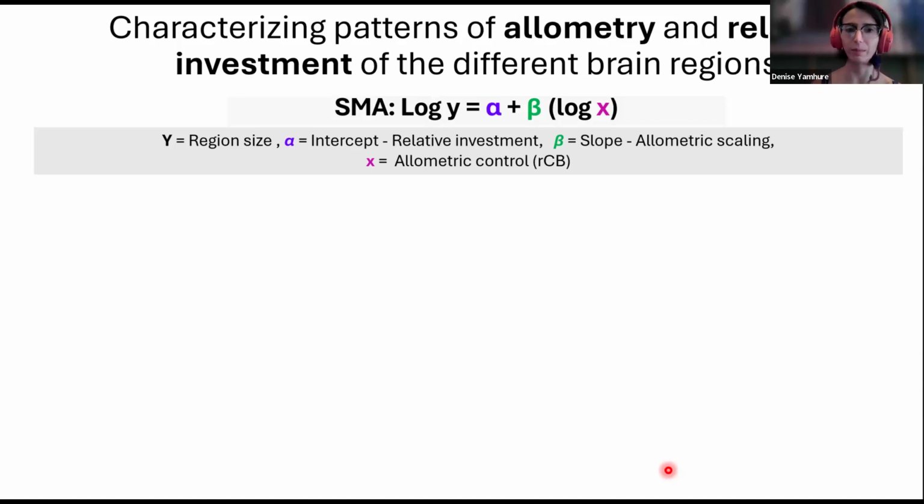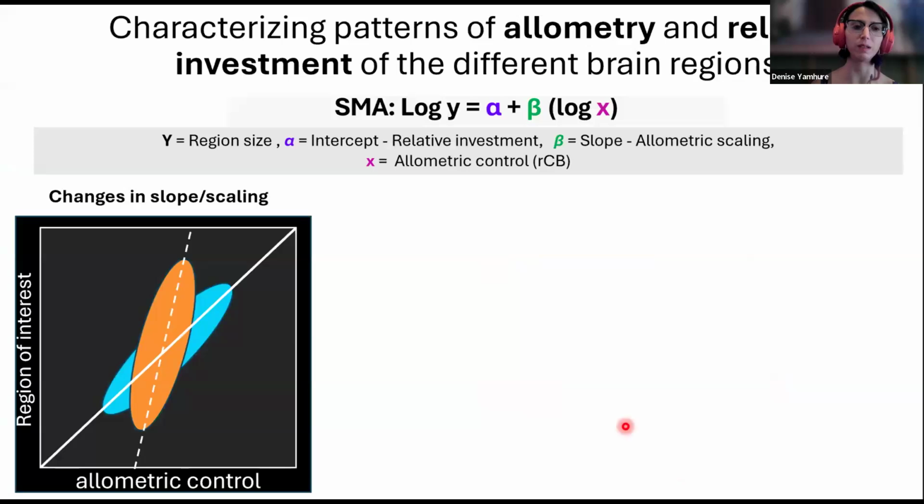So don't really worry about the formula here, but basically our region of interest is going to be a function of both the alpha, which is the relative investment, given by the intercept of the regression, and the beta, that is the slope, which is going to tell us the allometric scaling of that brain region compared to the allometric control, which in this case was the remaining central brain.